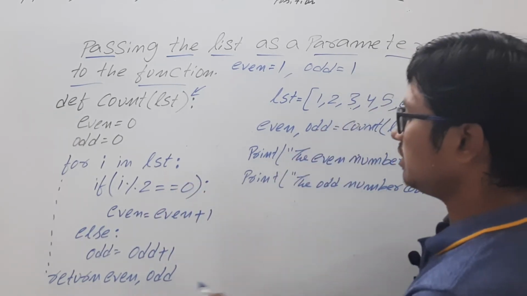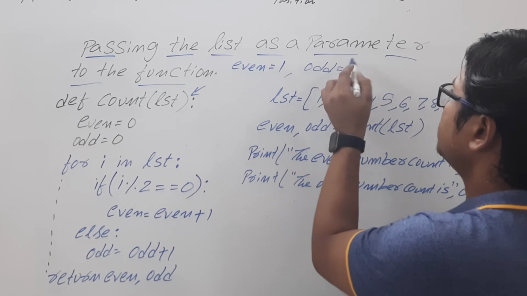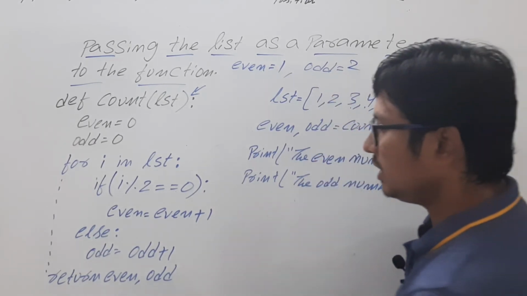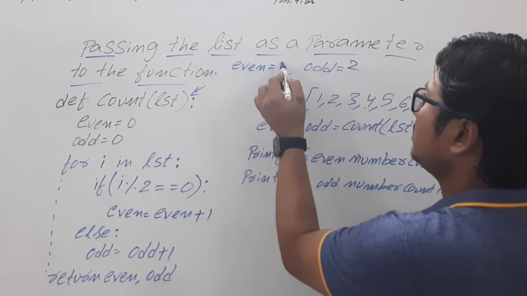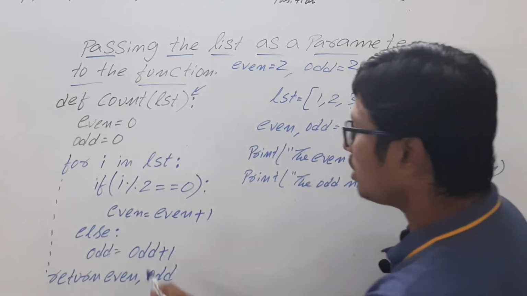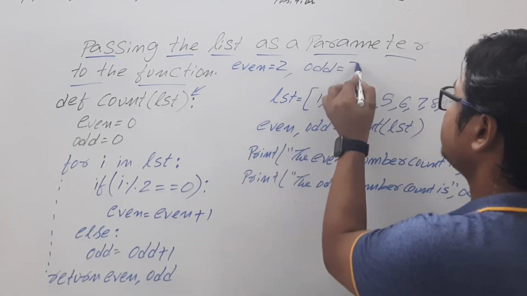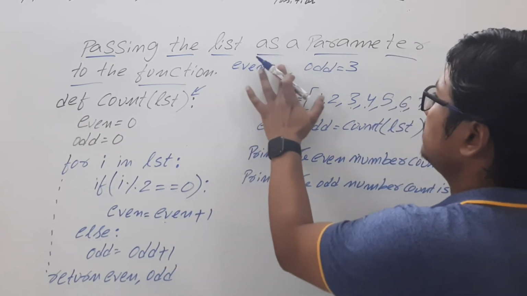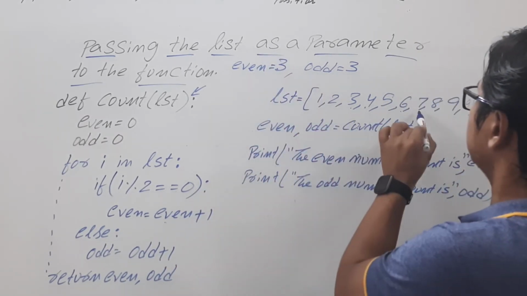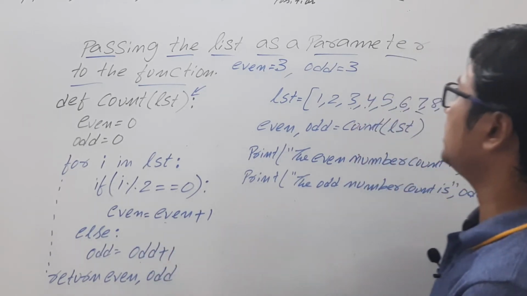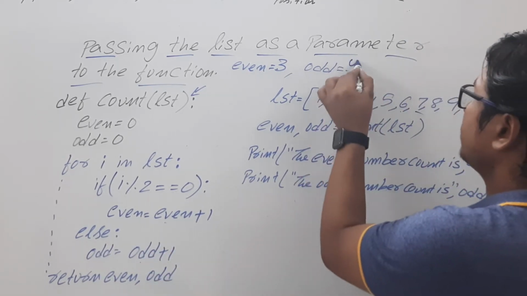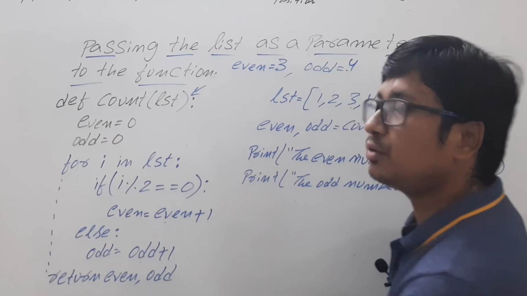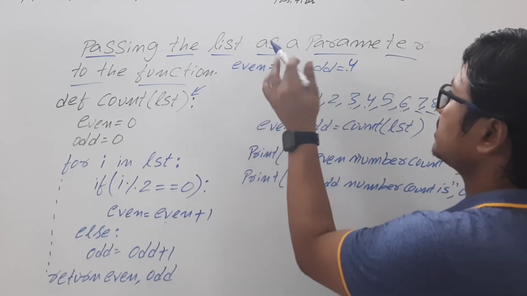The next 3, odd count will increase to 2. Next time 4, even count will be increased. Then next time 5, odd count will increase to 3. Next time 6, even count will increase. Next 7, odd count will increase to 4. Next 8, even count will increase. I hope you are able to understand.